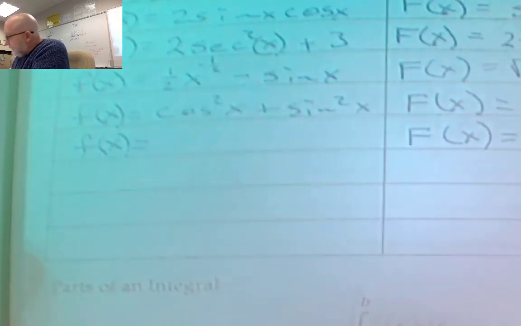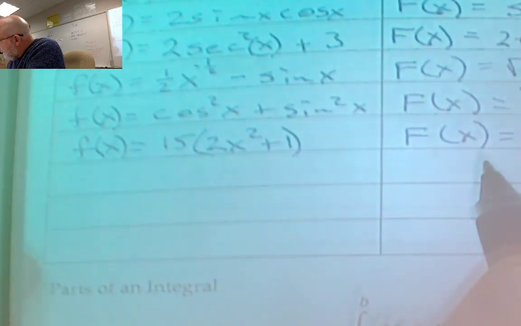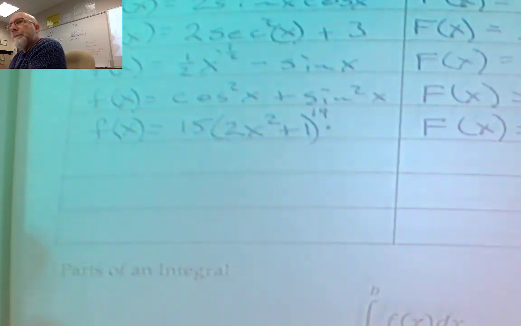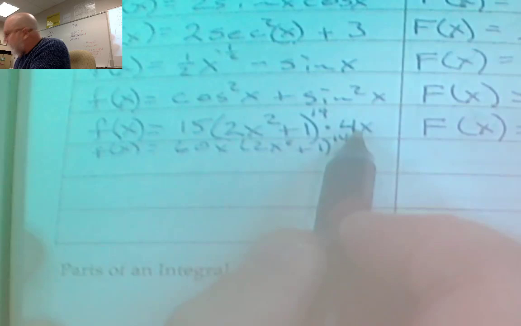Using the chain rule, it would be 15 times the quantity of 2x squared plus 1, to the 14th power, times 4x. Could you have said this, Gabby? 60x times 2x squared plus 1 to the 14th power? Okay, because 15 times 4 is 60.